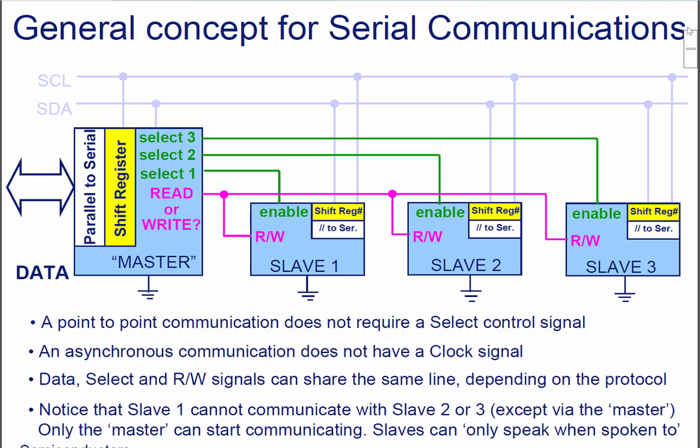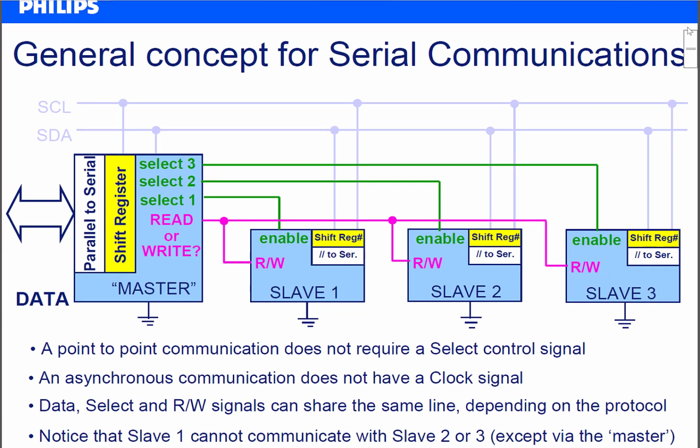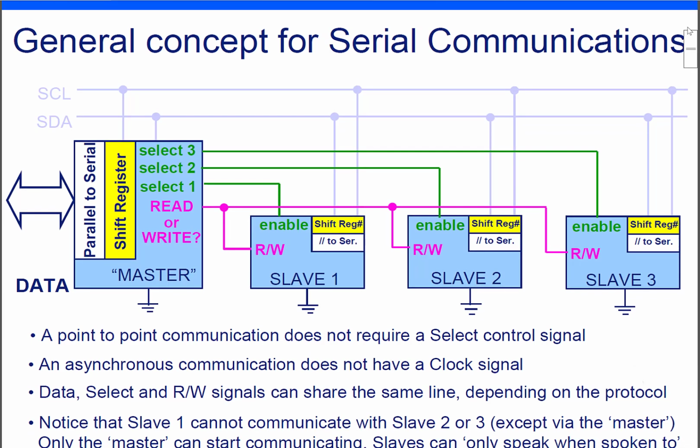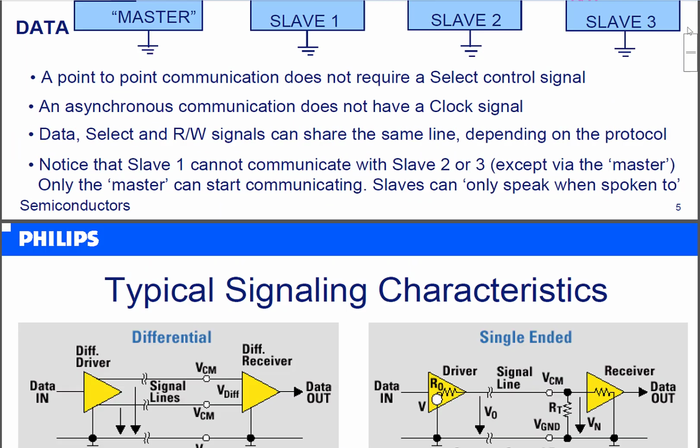When we think about serial buses, there's a variety of different ways they can be connected. Here's an example of an I2C bus. You see the common lines that are connected are SCL and SDA, which stands for serial clock and serial data. This one's actually not specific to I2C, because it shows a separate select line or enable line for each of the slave devices being communicated with, which in fact for I2C is not required.